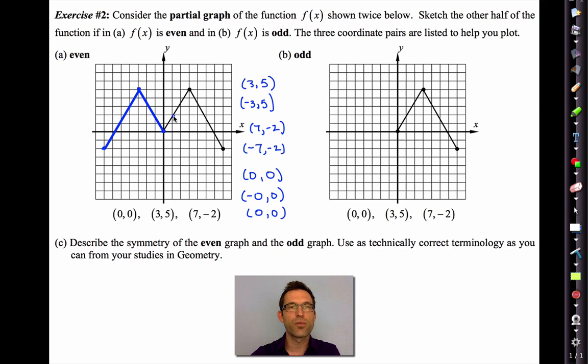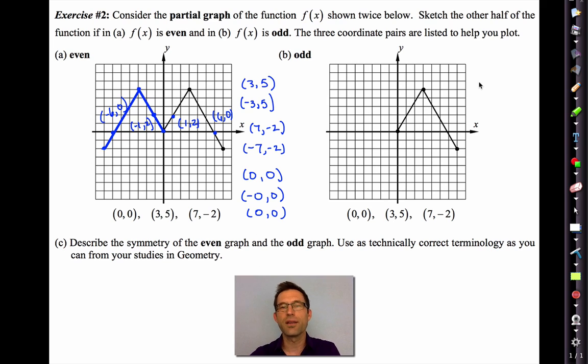For instance, right here, the point that is about 1, 2 corresponds over here to the point negative 1, 2, right? This point, well, right over here, 1, 2, 3, 4, 5, 6, 6, 0 corresponds to negative 6, 0. So that's an even function. We'll talk about symmetry down here.